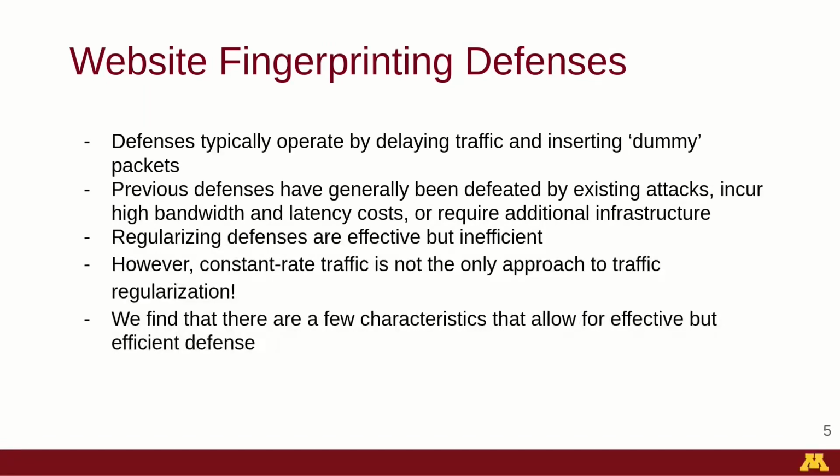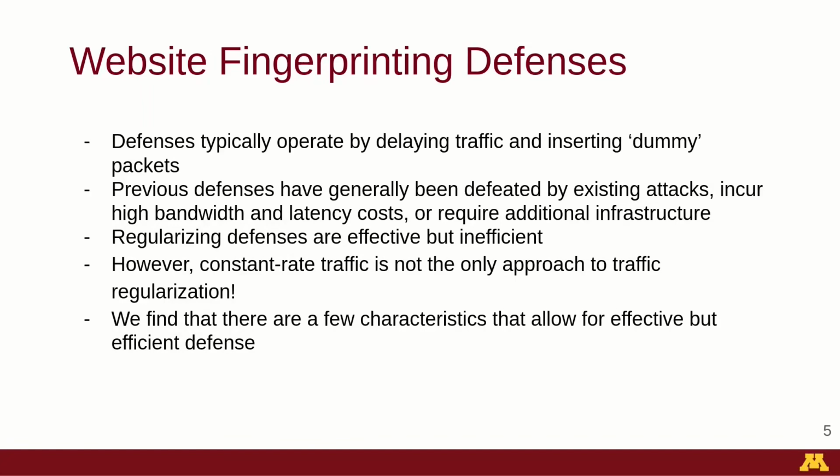Regularizing defenses, like Tamaraw or Dynaflow, tend to be the most effective as they make the traffic associated with many different web pages look alike, thus preventing accurate classification. They operate by buffering traffic and sending it at a preset rate. If no real traffic is available, then dummy traffic is sent instead. However, real traffic often doesn't match the set rate. As a result, excessive bandwidth and latency overhead is often incurred.